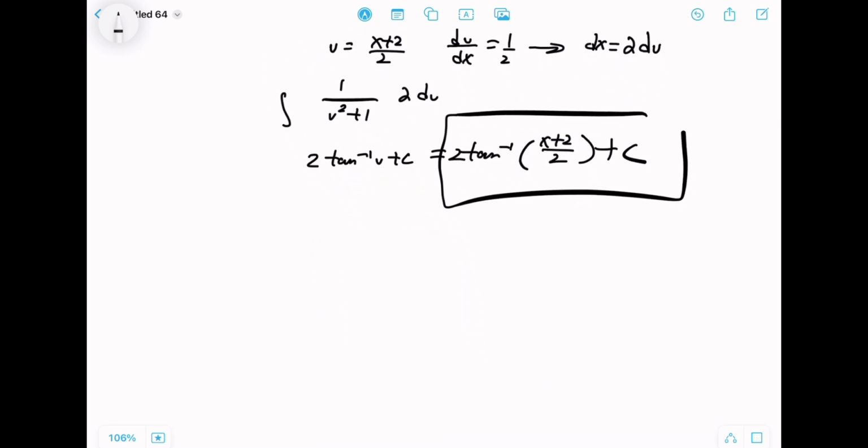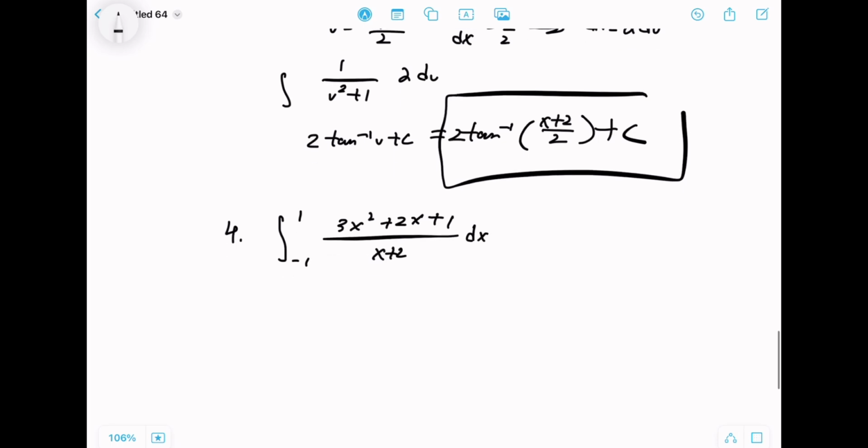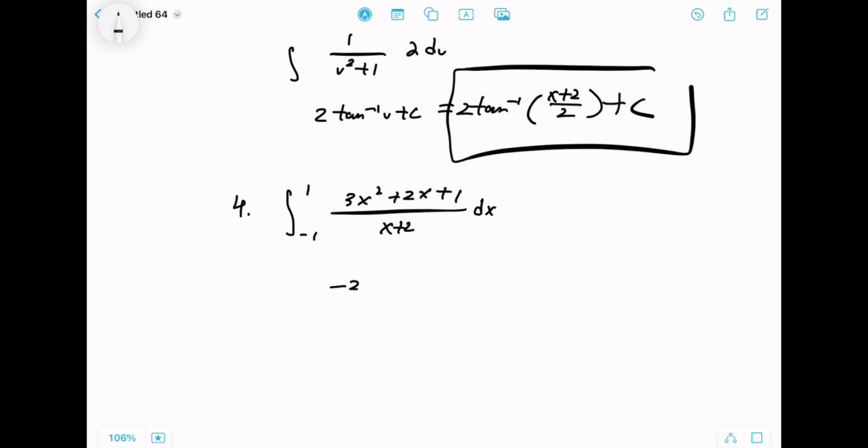Now, the next problem I want to do is the integral from -1 to 1 of (3x squared plus 2x plus 1) over (x plus 2) dx. All right, so this one I can actually use synthetic division, and I'm going to make -2, and I have the coefficients 3, 2, 1. Bring down the 3, 3 times -2 is -6, 2 plus -6 is -4, -4 times -2 is 8, 1 plus 8 is 9, so that's my remainder.